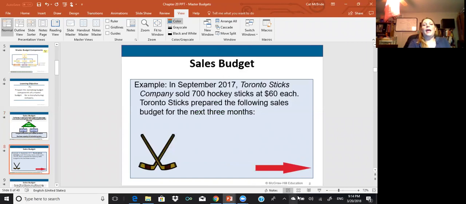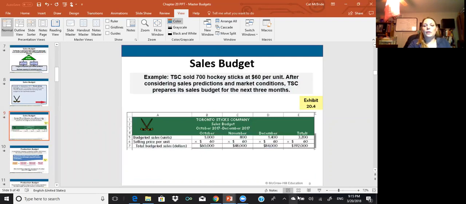So let's say that Toronto Sticks Company sold 700 hockey sticks at $60 each. So if we're going to do a budget for the next 3 months, it might look like this, where we say, okay, our budgeted units are in October 1,000, in November 800, December 1,400.